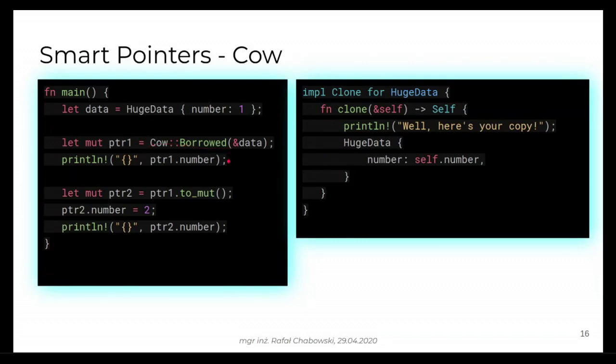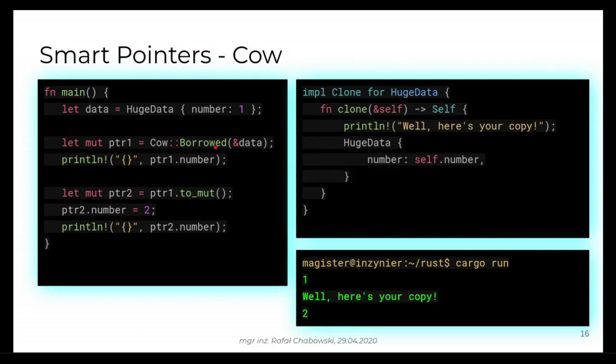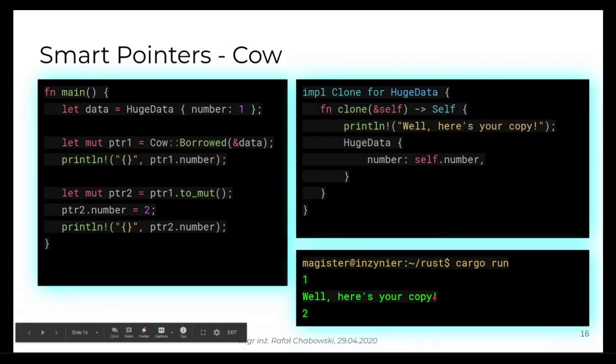So here's the output. We're going to see number 1 here. But if we try to mutate this cow, it's going to be converted to an owned one. The internal value will be cloned. We can see this here. And you are free to mutate this number and do whatever you want. But you cannot make it go back to the borrowed state.